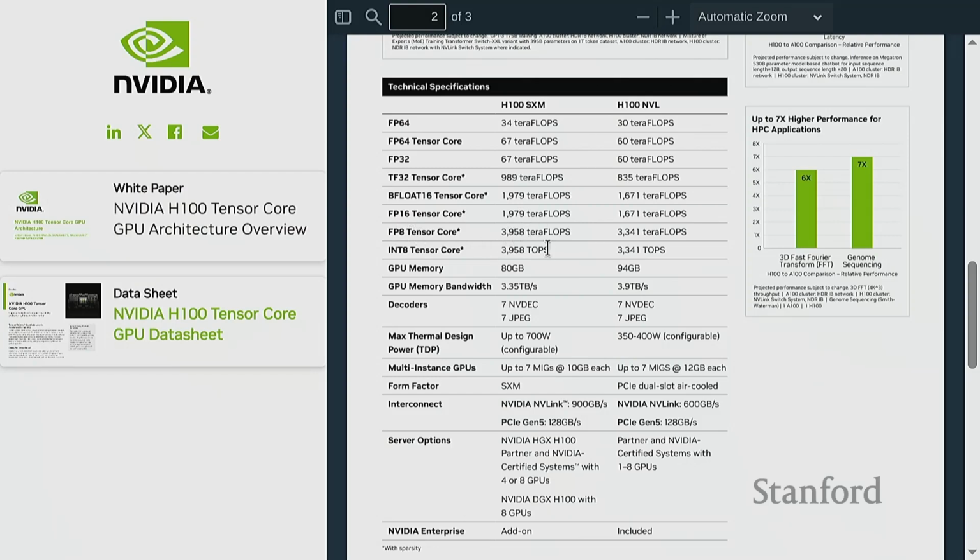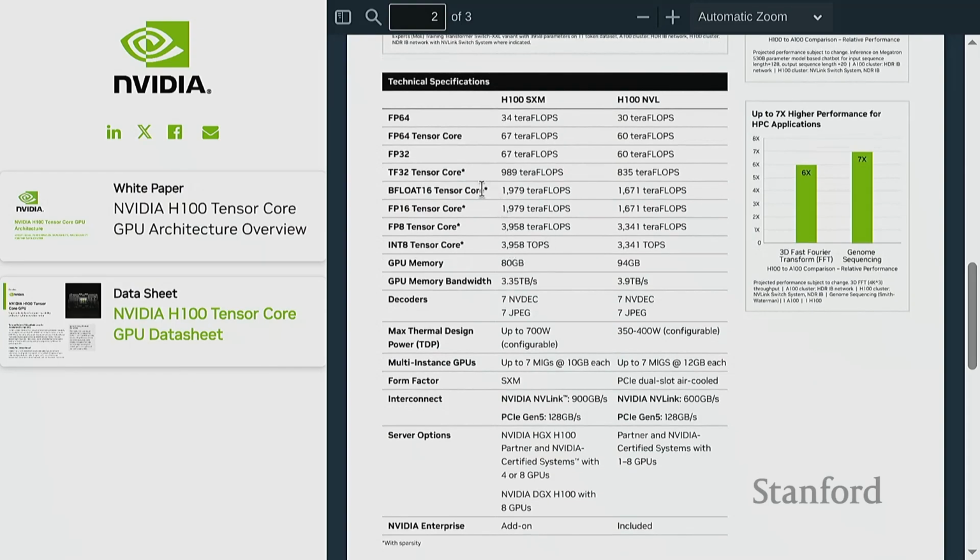When I first read it, I didn't realize, but there's an asterisk here, and this means with sparsity. Usually a lot of the matrices we have in this class are dense, so you don't actually get this. You get something like exactly half that number. Exactly half.